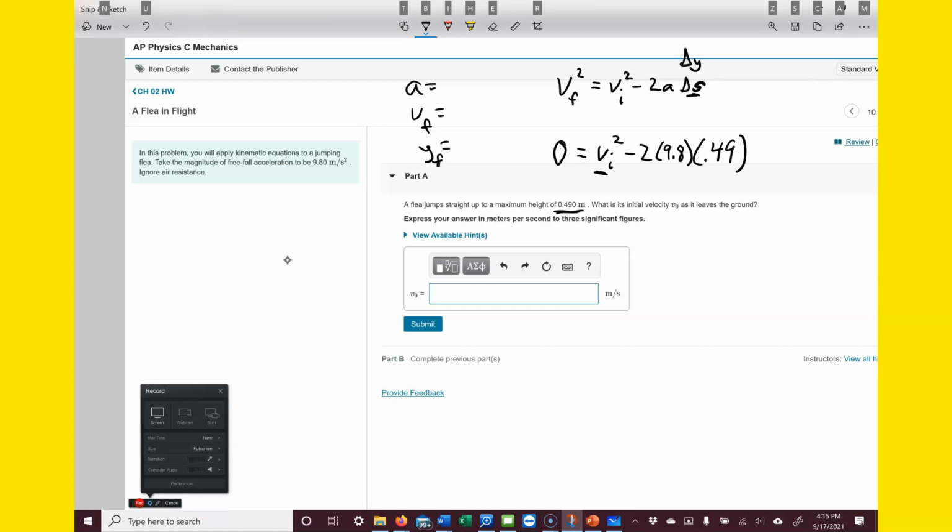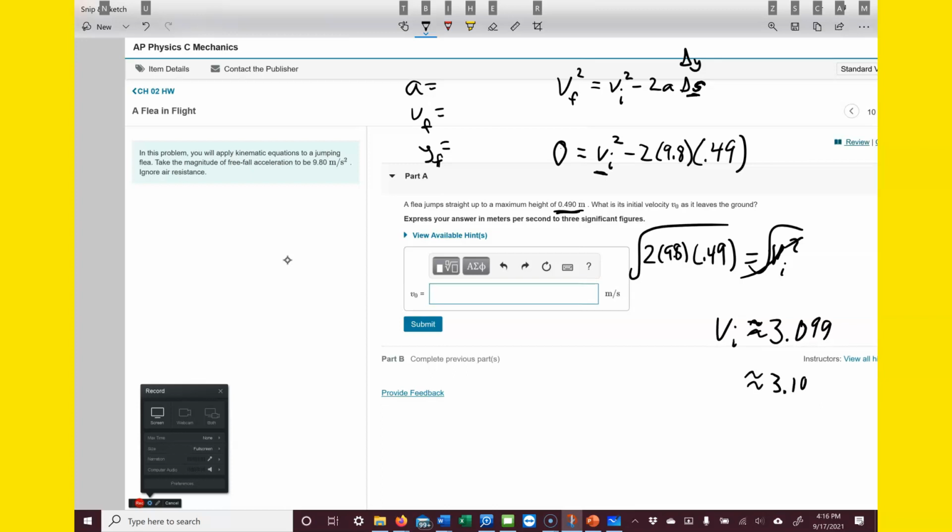We end up getting 2 times 9.8 times 0.49 equals VI squared. So square root both sides to get the answer. And we get VI equals the same thing we did before, 3.099 or 3.10 to three significant figures. Yeah, that's a little bit easier way to do it.